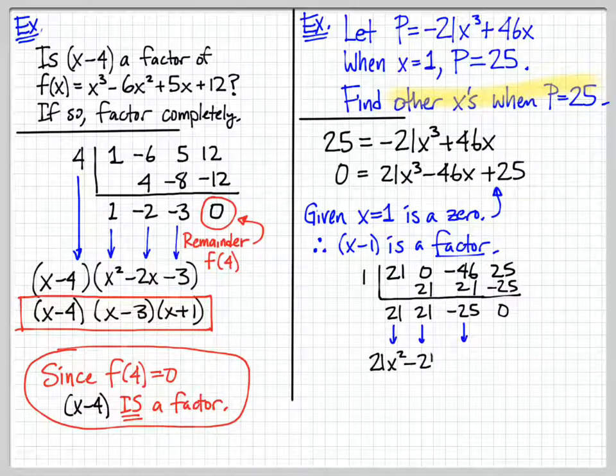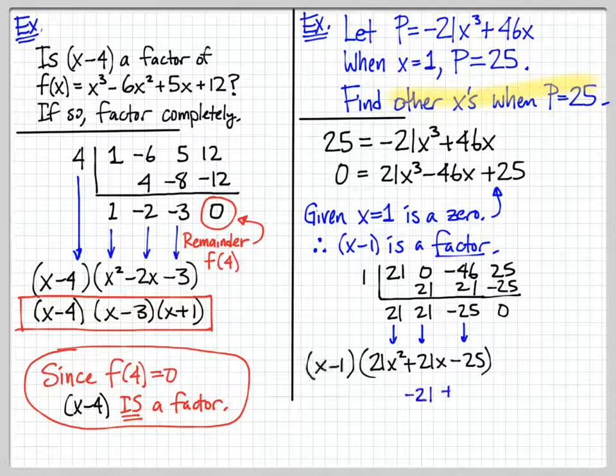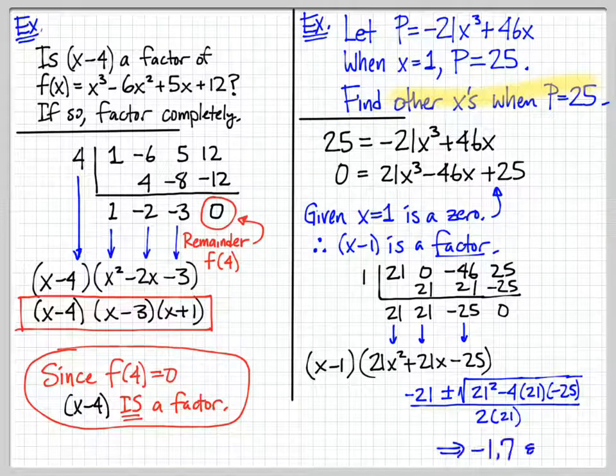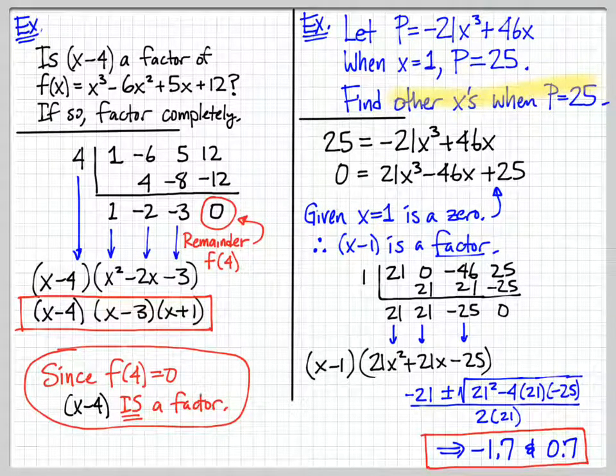Now from here, I get the coefficients of my quotient term. And then from here, I try to factor it, but I can't factor it, so I end up using the quadratic formula to find other x's that solve this equation. So I just plug in my b, negative b plus or minus the square root of b squared minus 4ac, divided by 2a, and I solve to find other x's could be negative 1.7 or 0.7.